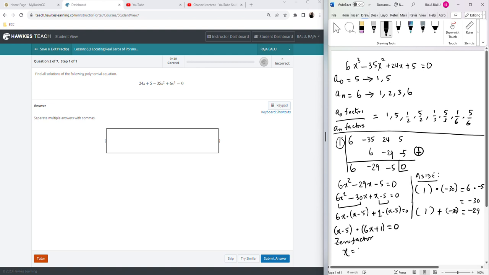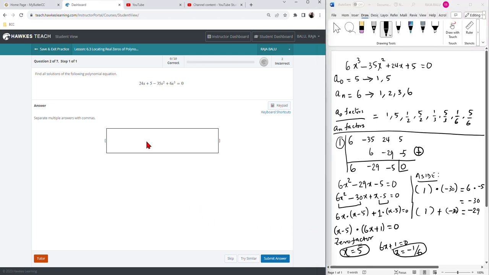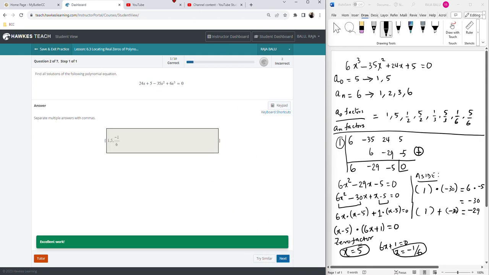So apply the zero factor property, and then what do you get? You get x equal to 5, and 6x plus 1 equal to 0, so x equal to negative 1 over 6. So you have three values: x equal to 5, x equal to negative 1/6, and don't forget the very first one is x equal to 1. So let's plug that in. First one is 1, second one is 5, third one is negative 1 over 6. Yay, it worked.